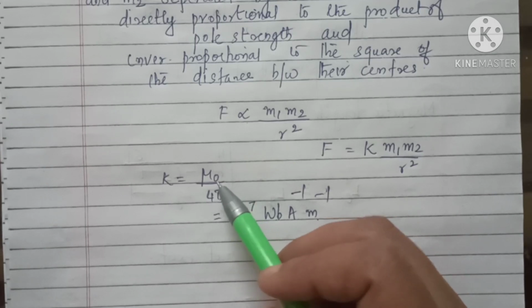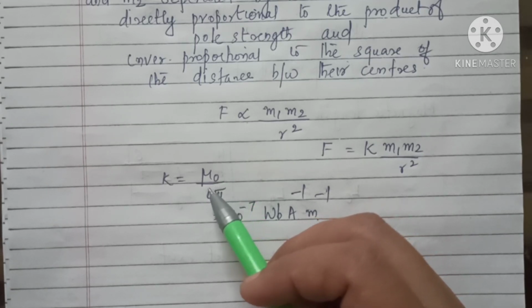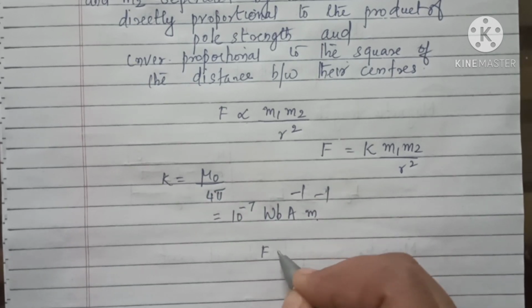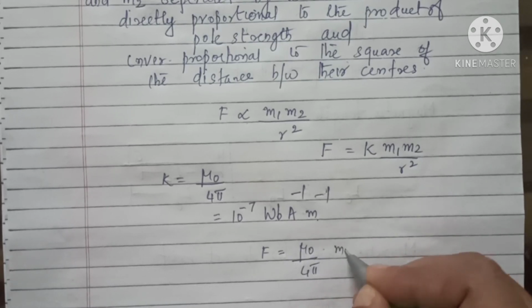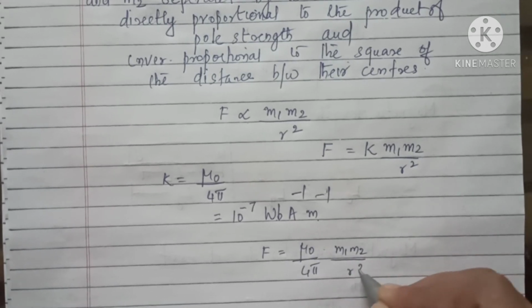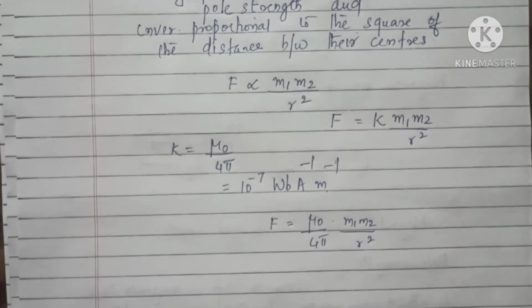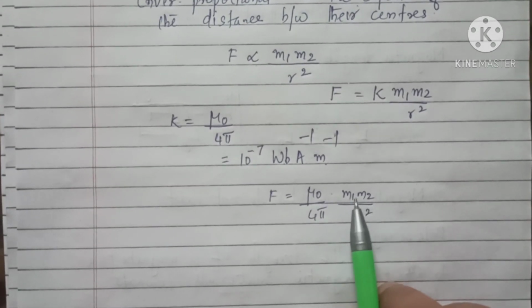Here this mu naught, you know, it is the absolute magnetic permeability of free space. Okay, so this equation will change to F equal to mu 0 by 4 pi into M1 M2 divided by R square. Clear? This is called the Coulomb's law of magnetic force. And I told that the SI unit of pole strength is ampere meter.